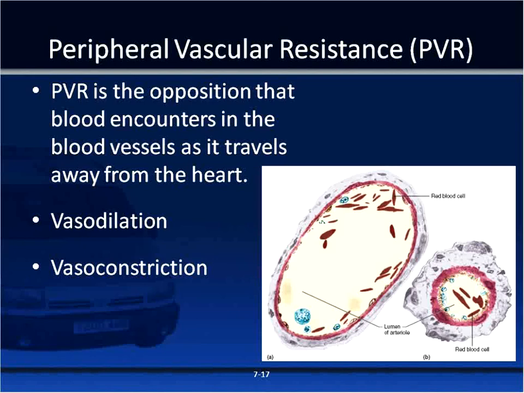However, changing the diameter of the arterioles alters the resistance to blood flow. For example, if arterioles widen, peripheral resistance is decreased, which means there is less resistance to blood flow. Widening of a vessel is called vasodilation. If arterioles narrow, peripheral resistance is increased, and there is an increase in resistance to blood flow. Narrowing a vessel is called vasoconstriction.